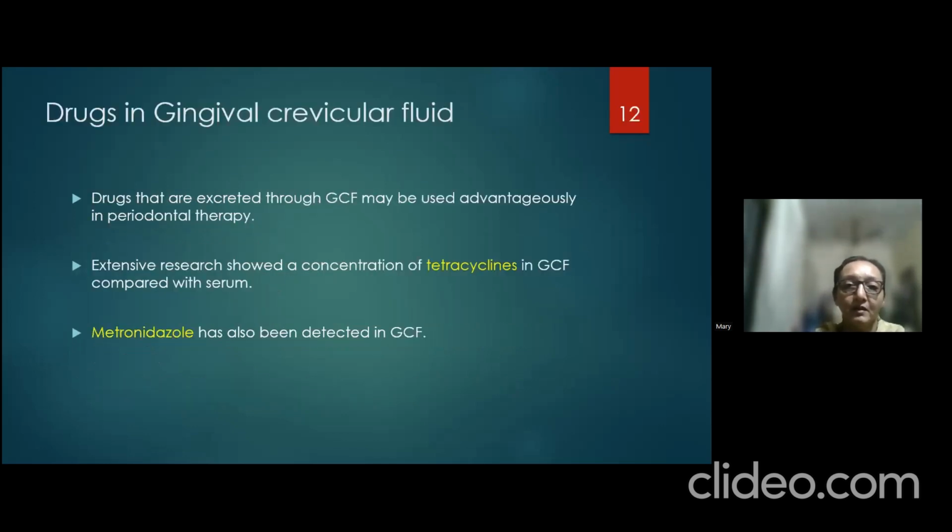Now, many drugs also find their passage into the gingival crevicular fluid, and this in turn can be used advantageously to treat periodontal patients. So extensive research has also been done in this regard, and it has been found that tetracyclines are found in large quantities in the gingival crevicular fluid, and also metronidazole has been detected in the gingival crevicular fluid. And many studies were done by Bader and Goldhaber regarding the concentration of tetracycline detected in GCF.